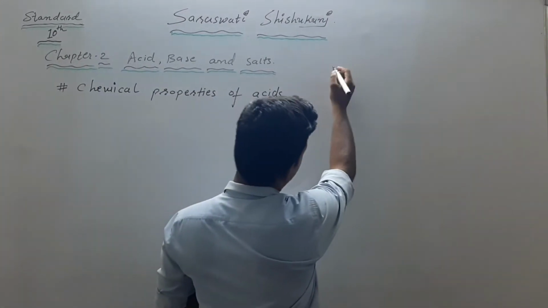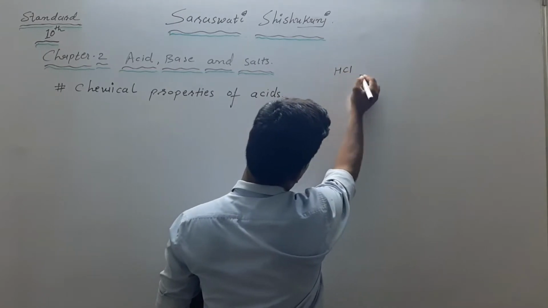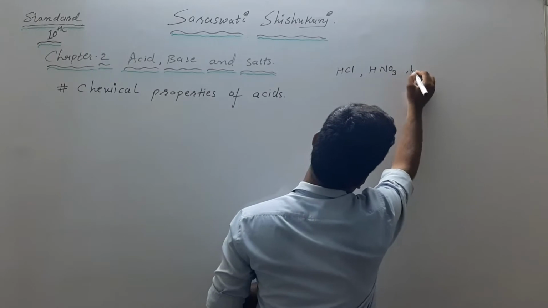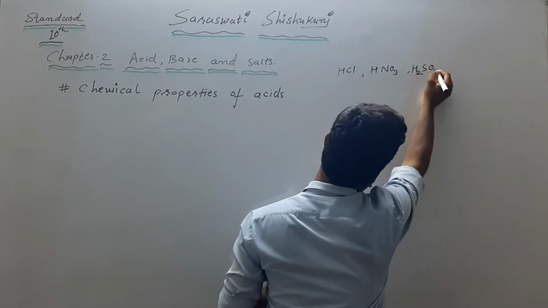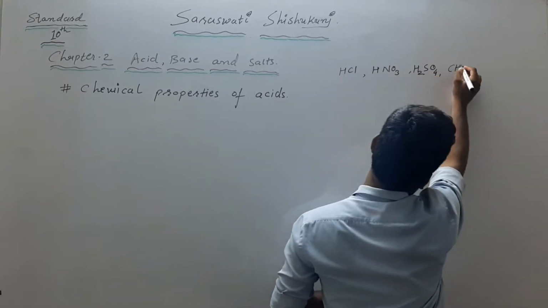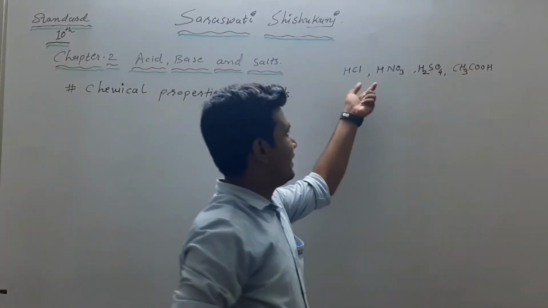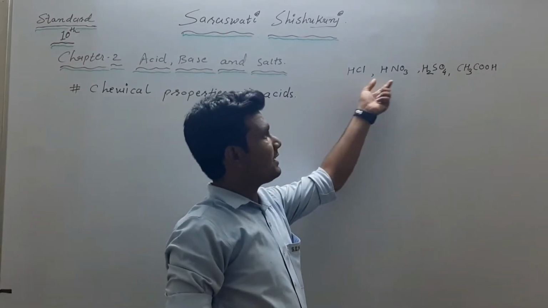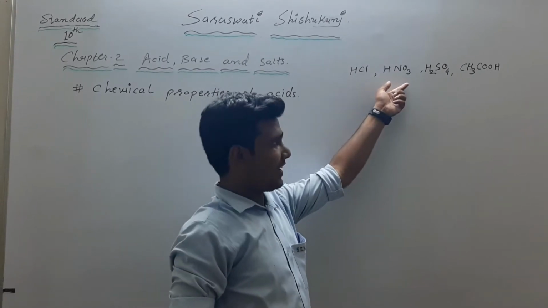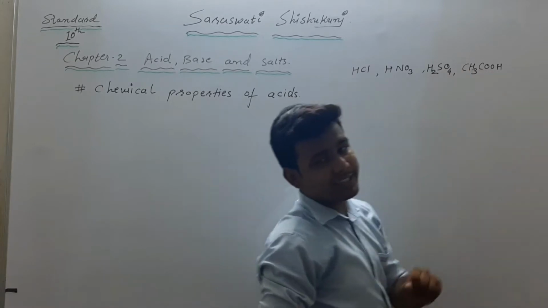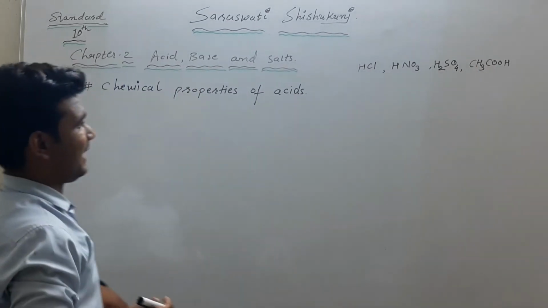Generally, we know that HCl, HNO3, H2SO4, CH3COOH are acids. HCl is hydrochloric acid, HNO3 is nitric acid, H2SO4 is sulfuric acid, and CH3COOH is our acetic acid.